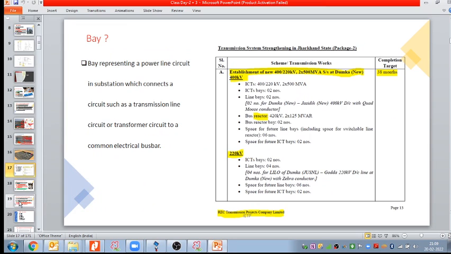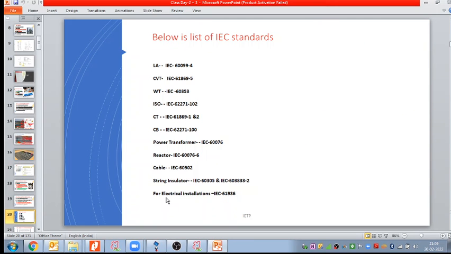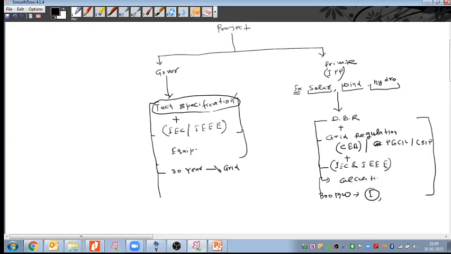So this list we have prepared. I think this is the list of all the IEC standards. So it is clear which IEC and IEEE standards we are going to follow, right? And now we are discussing how to read the technical specifications.